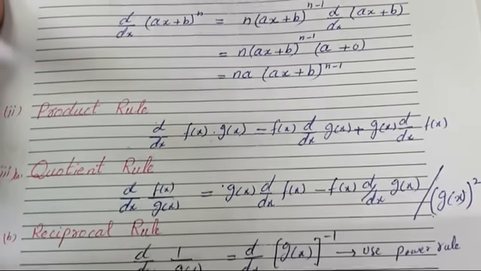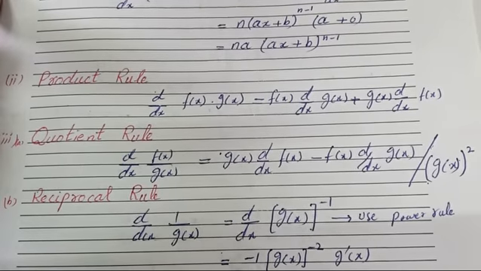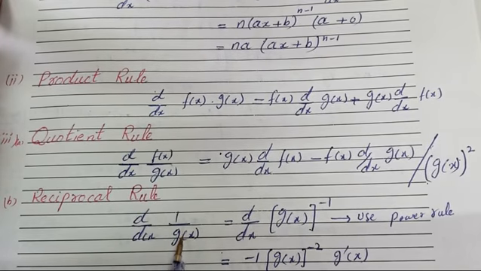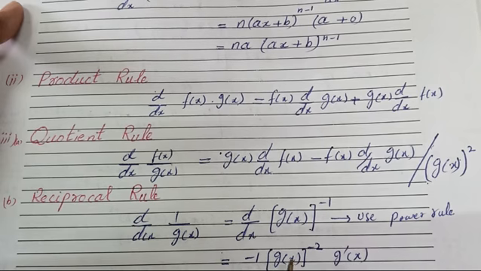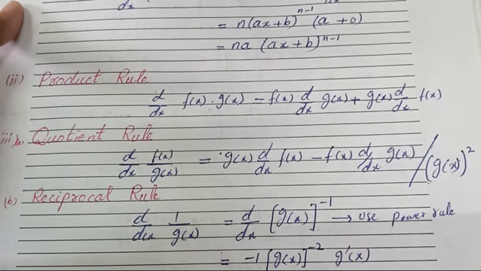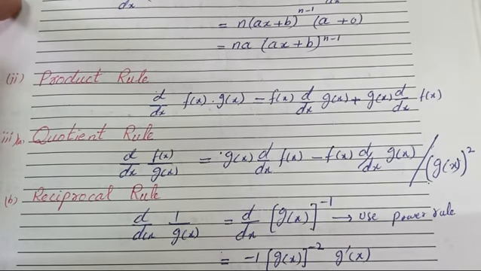And there is also, we know, the reciprocal rule. If any single term is written in the denominator, then we will take its reciprocal, its power becomes minus 1, and by using the power rule we can handle it. So we have revised the rules again. So by using these rules you can solve today's questions, and try to solve the next question.